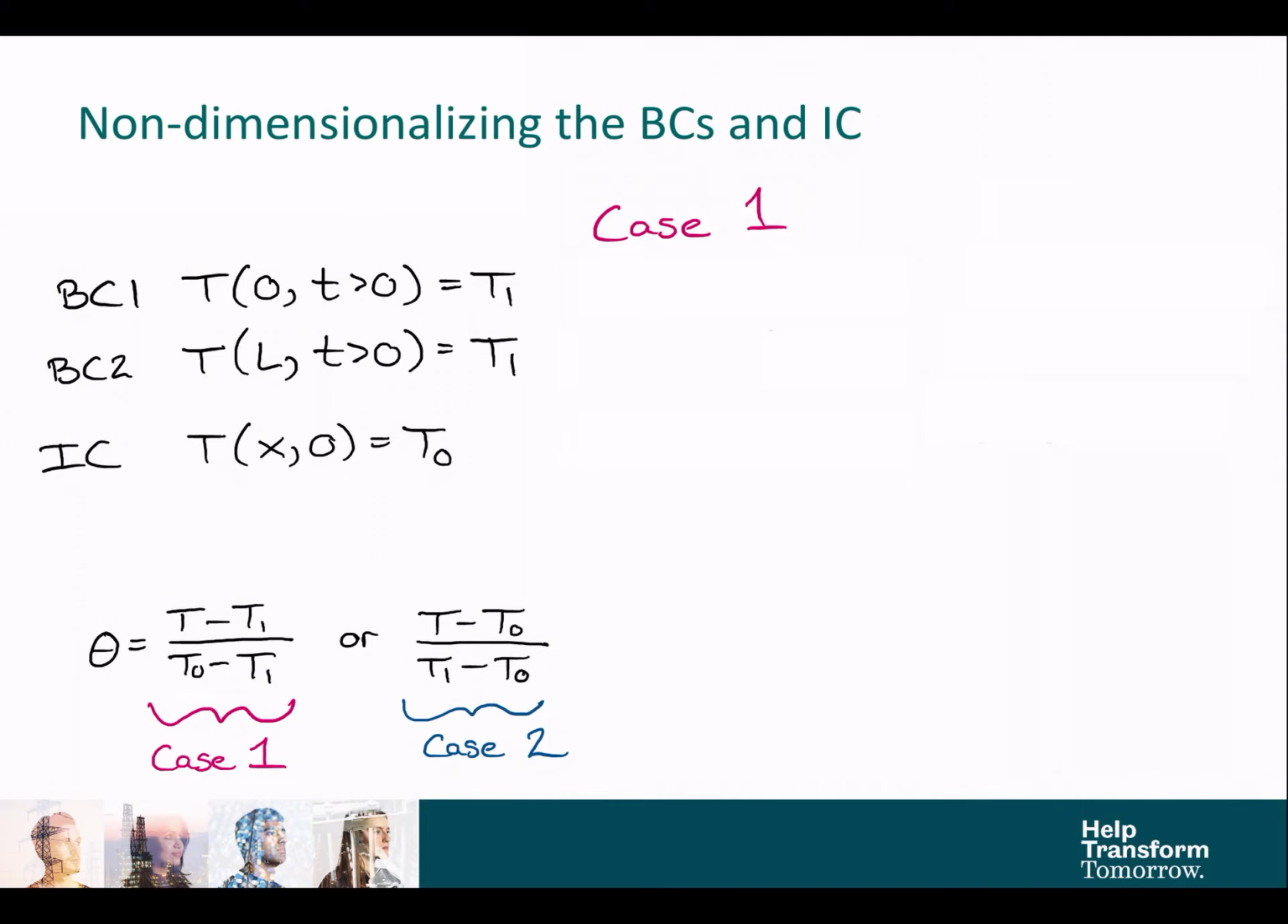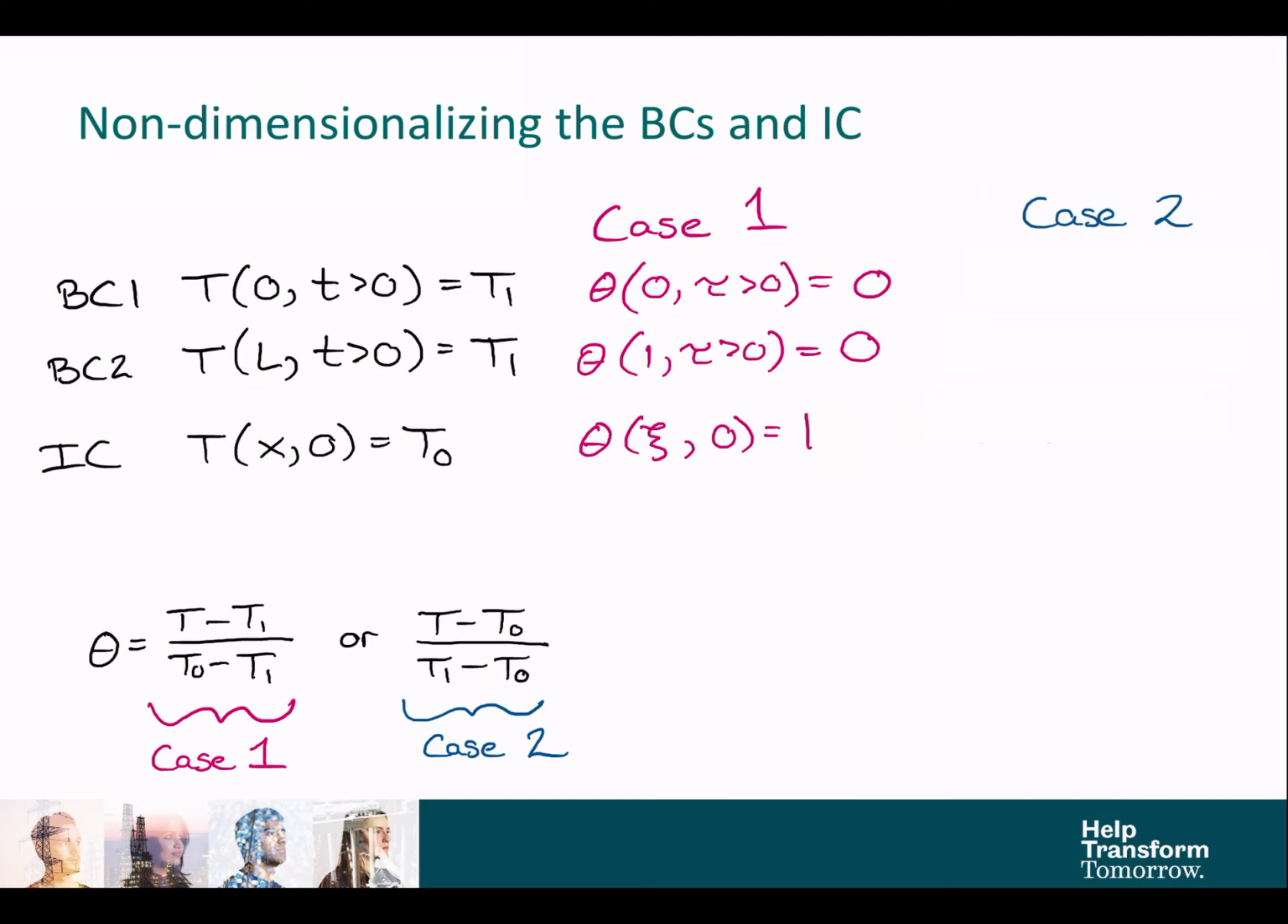Well, for case 1, if we were to non-dimensionalize using this definition, for the first boundary condition, plug t1 into that expression, theta equals 0. For the second boundary condition, theta also equals 0. And for the initial condition, theta equals 1. Okay, so what happens if we do the same thing for case 2? In this case, we get an almost symmetric result where theta equals 1 for both of the boundary conditions and theta equals 0 for the initial condition. So which one do we choose?